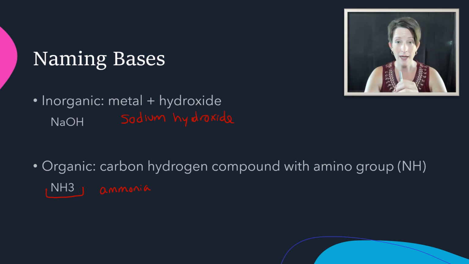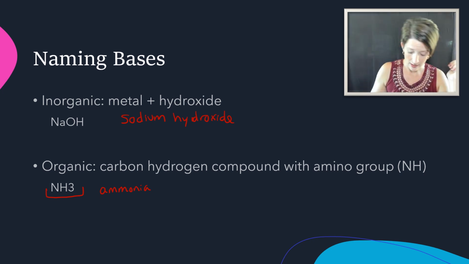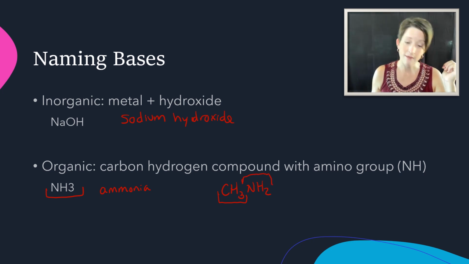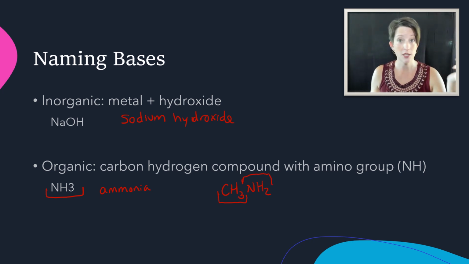But for practice, you may see some other organic bases. An example is you could have CH3NH2. Here's that carbon-hydrogen compound like we have talked about with combustion reactions. But more importantly, we have that amino group, that nitrogen-hydrogen group. Not asking you to name these, but just notice that it's the nitrogen that acts as that organic base.